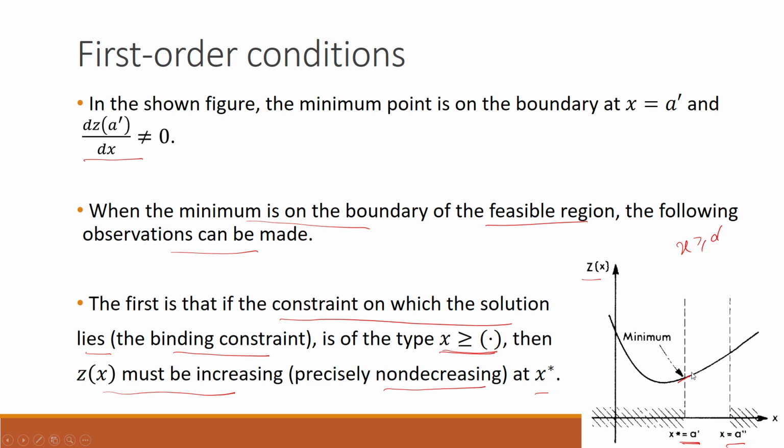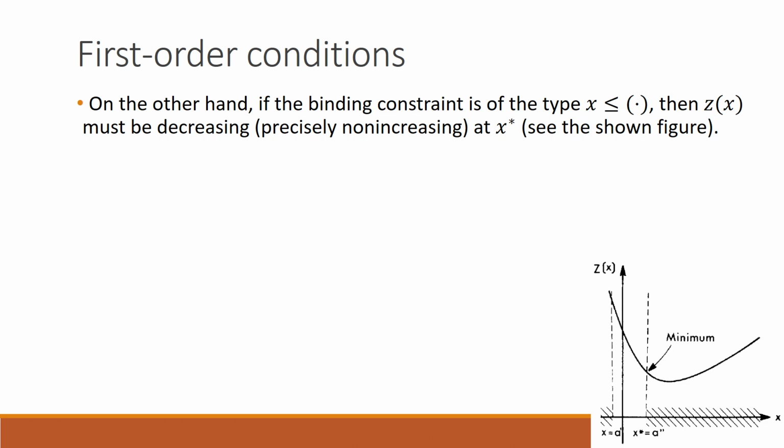So, this is saying that if that is the case, then z(x) must be increasing, or to be very precise, non-decreasing at x star. You can see here that the slope of the function at this point is in fact positive. So, this satisfies this condition, that z(x) must be non-decreasing at x star.